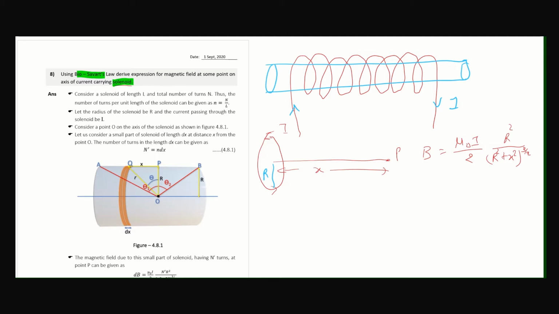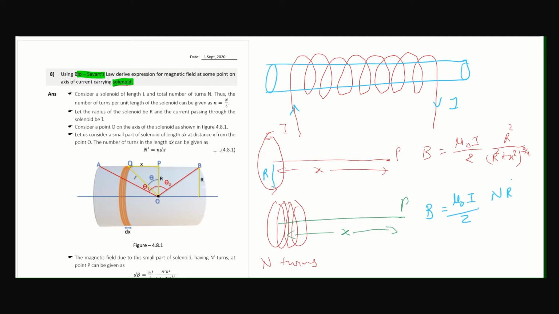And what if I have so many turns, say n turns? If I am asked to determine the magnetic field at some point P, again at distance x, how do we find it? Then the formula is B is equal to mu 0 I by 2, n r square upon r square plus x square raised to 3 by 2. So this is how we can use this formula when we have more than one or two turns of current carrying ring.